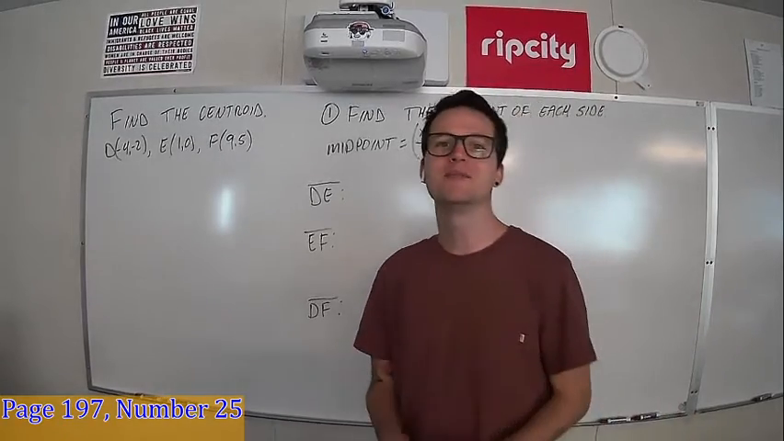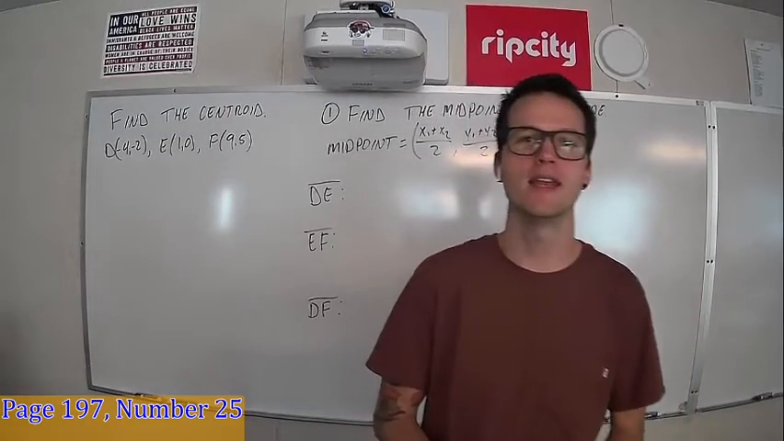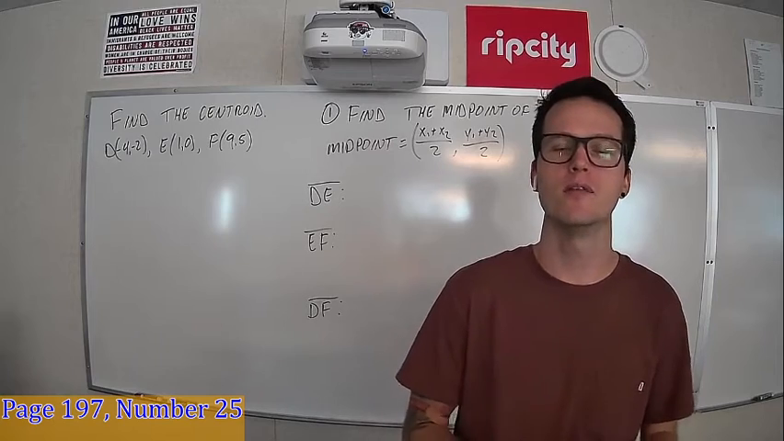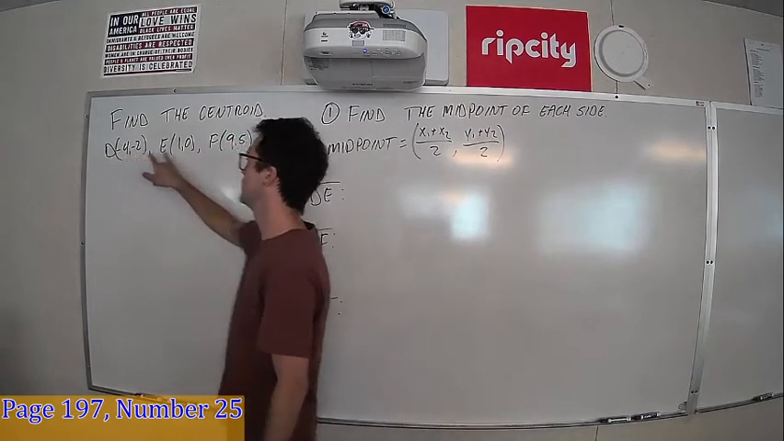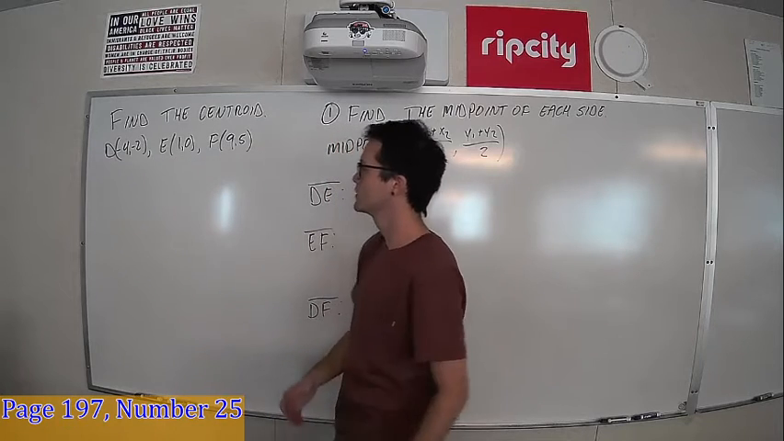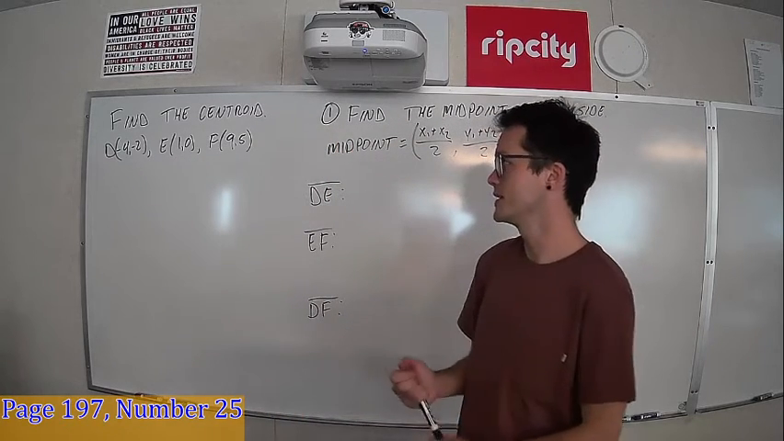What's up, team? This video is for page 197, problem number 25. This problem gives you 3 points, or three coordinates of 3 different vertices, point D, E, and F, and we are asked to find the centroid.